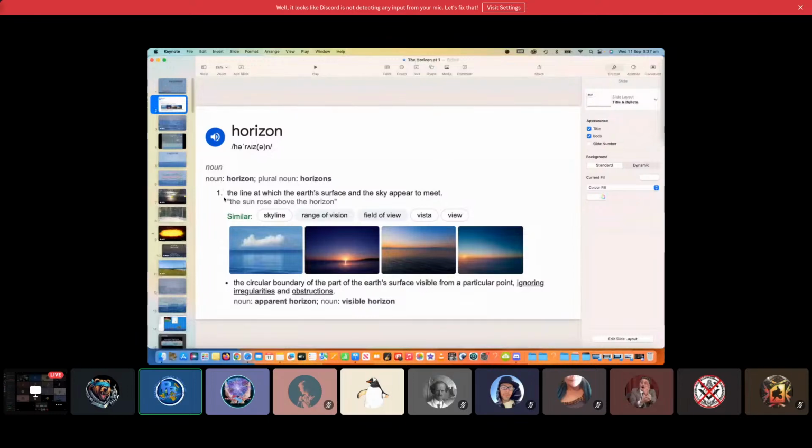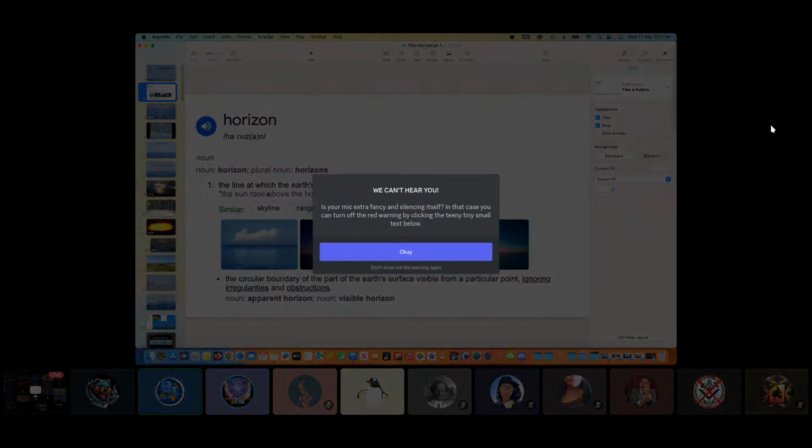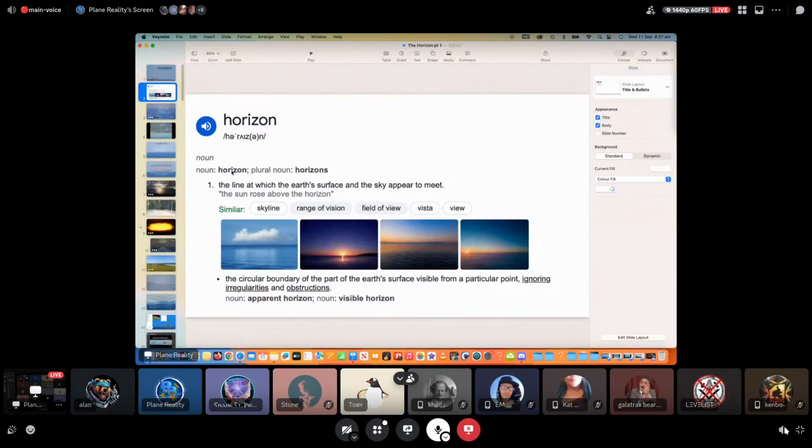Obviously, let's just define the general terms of the horizon. It's where the Earth's surface and the sky appear to meet.